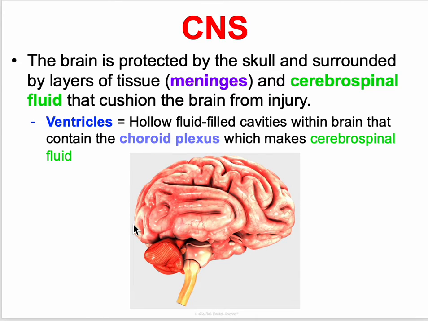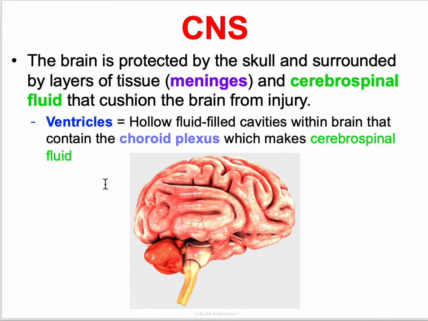Again, we're going to specifically focus on the CNS today. So a big part of that is going to be our brain. The brain is protected by the skull, and it's surrounded by layers of tissue, which we call meninges. It also is floating in cerebrospinal fluid, and that helps cushion the brain and help prevent any injuries from occurring.